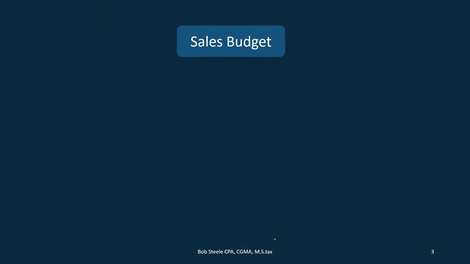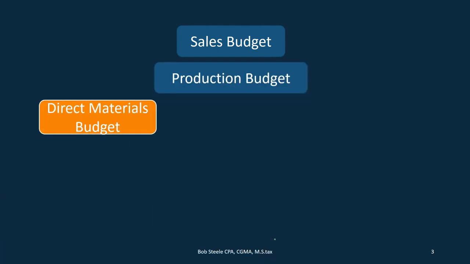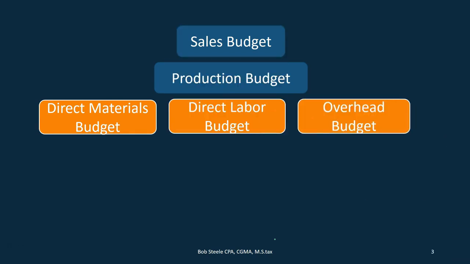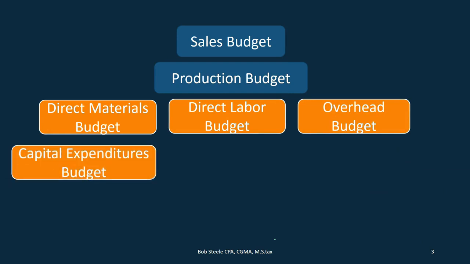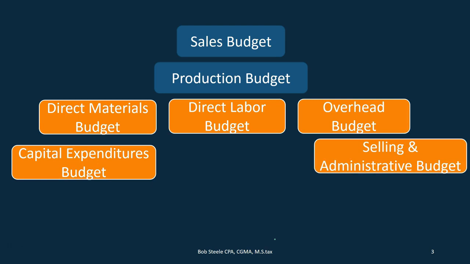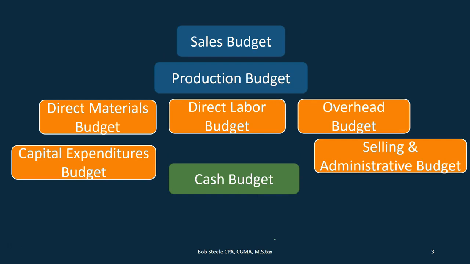All right, so let's go through the quick list once again of the components of the budget. We have the sales budget. We need to do it in this order. We then have the production budget. From the production budget, which was created from the sales budget, we then can create the direct materials budget, the direct labor budget, the overhead budget, as well as the capital expenditures for large projects and equipment we might be purchasing, and the selling and administrative budget. We then created the cash budget, the cash flow budget.